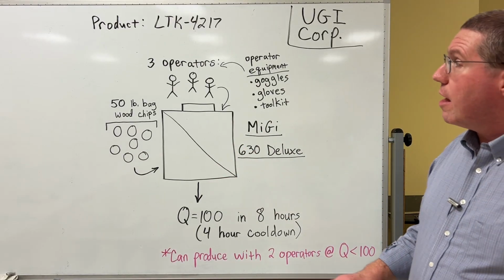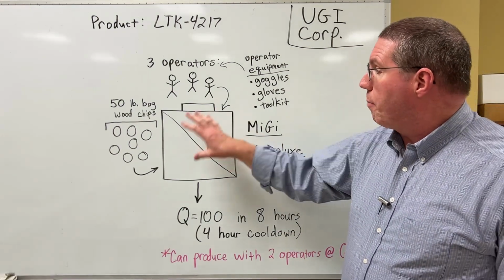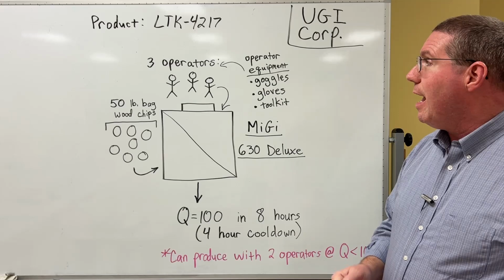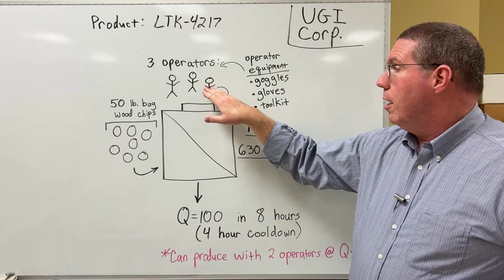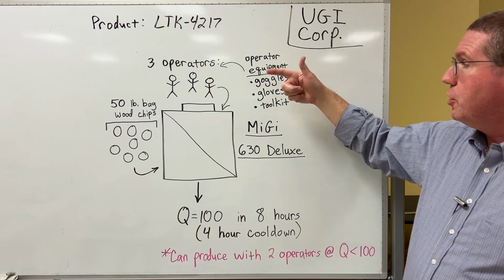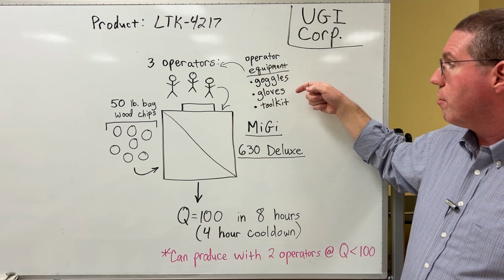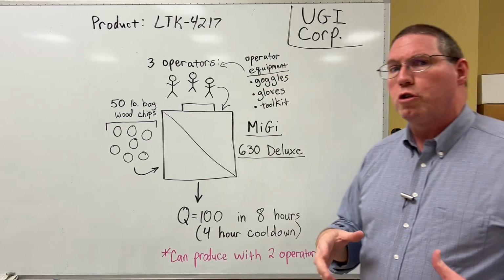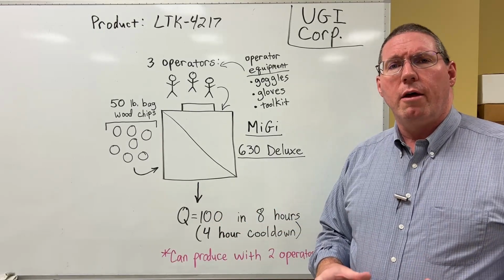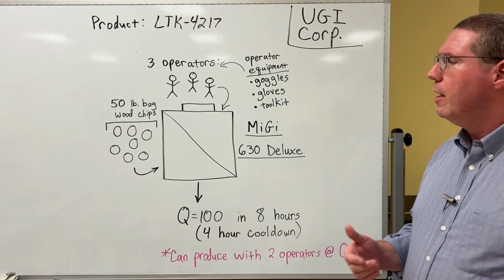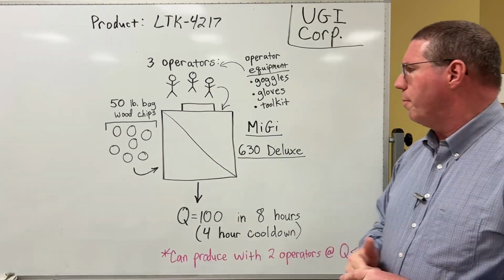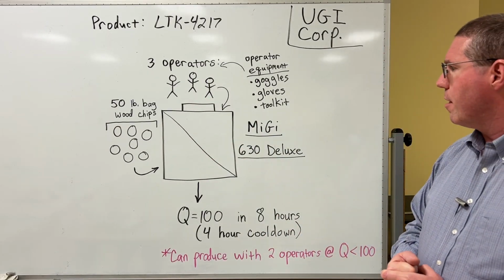And it says that ideally you will operate the Miggy 630 Deluxe with 3 operators, and that each operator on the machine will require some equipment. Each worker is going to need a pair of goggles, a pair of gloves, and a small toolkit. Nothing big, not a toolbox, just a small toolkit with some small tools that help them to operate the machine and work with the product as it's produced.